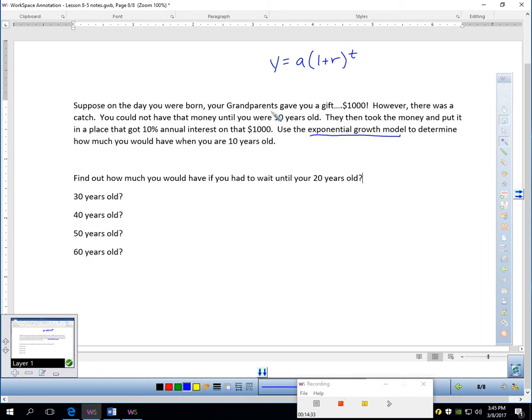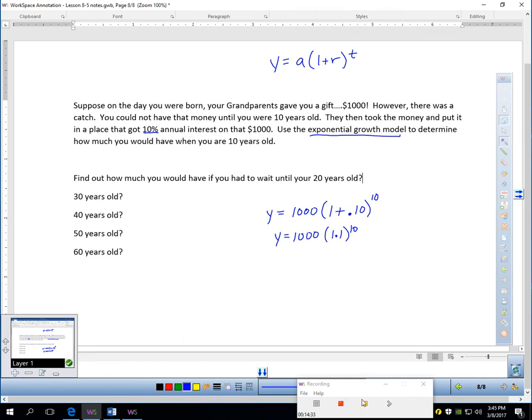So first of all, we got to fill this in. The initial amount is $1,000. That's A. 1 plus my growth percentage. We have a 10% interest rate. Now as a decimal, 10% is 0.10. And I'm doing this for 10 years. This would be 10 time periods. So what I need to plug in my calculator is 1,000 times 1.1 to the 10th power.